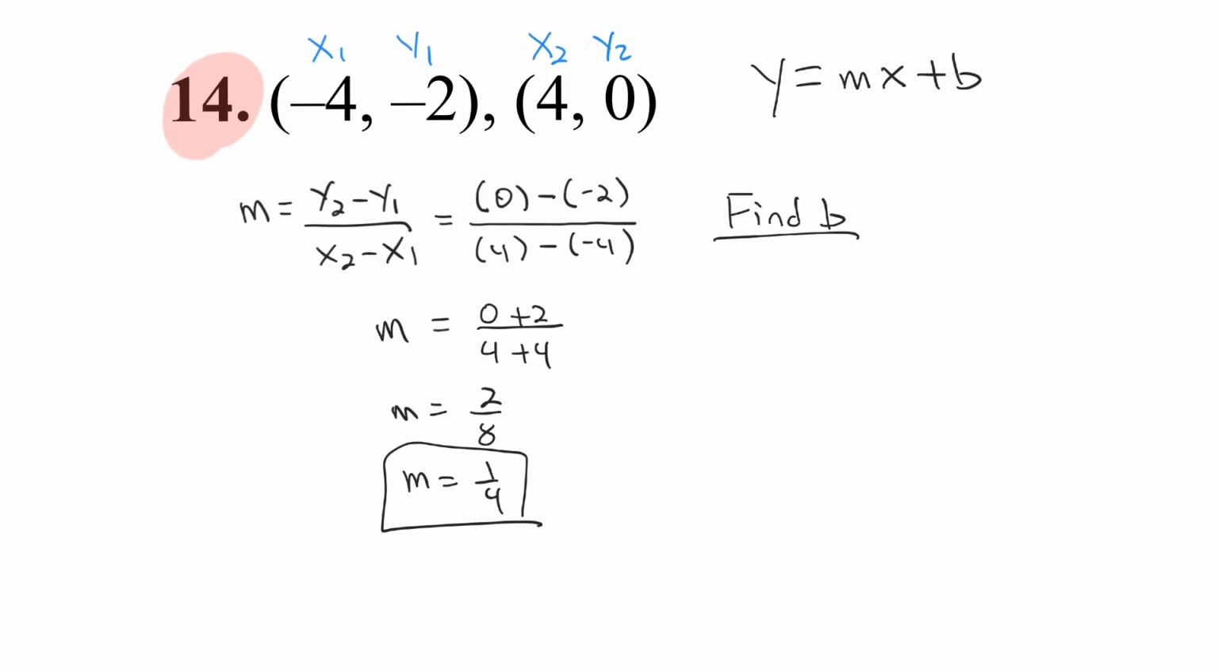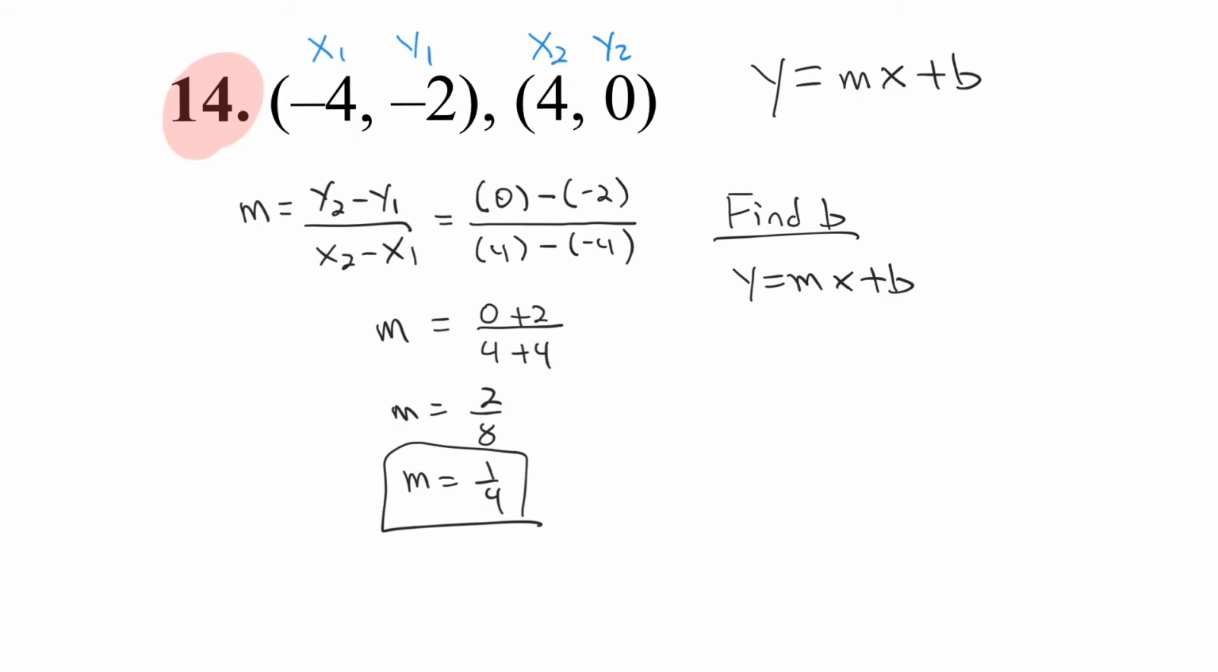Now here's how you find b. You are going to use the slope-intercept form, y equals mx plus b. You are going to choose one point to substitute into the x and the y in your slope-intercept form. Doesn't matter what point you use. If you use this one and someone else uses this one, you will get the same b value.